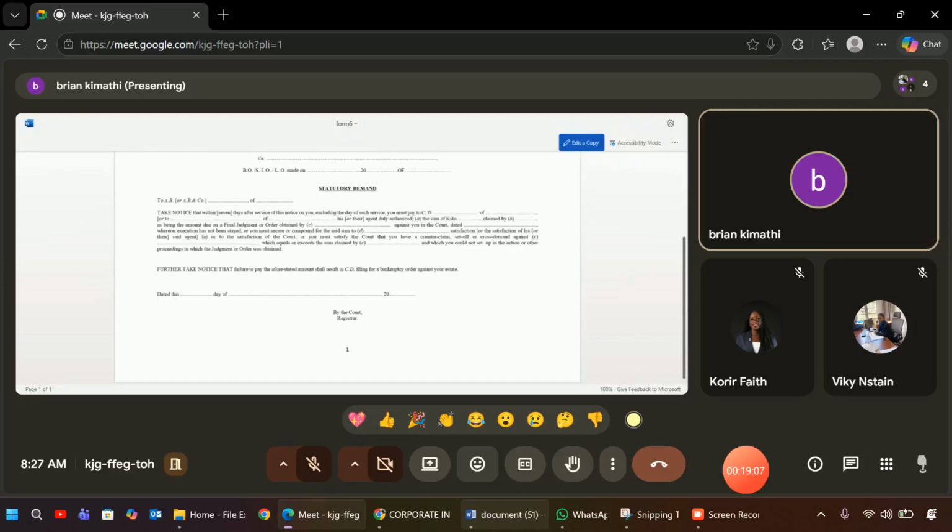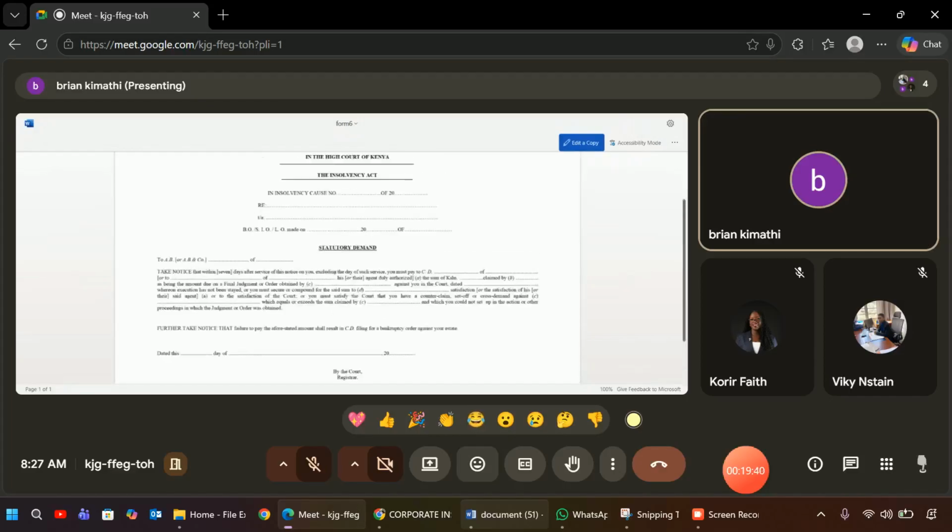Please notice to you, excluding the day of such service, you must pay to C, D of dash or his or their agent being authorized A, the sum of Kenya shillings claimed by B dash as being the amount due on a final judgment or order obtained by C against you, the prohibited thereon executed for his paid. You must secure or compound for the same sum to D dash satisfaction or the satisfaction. So you can just see it.